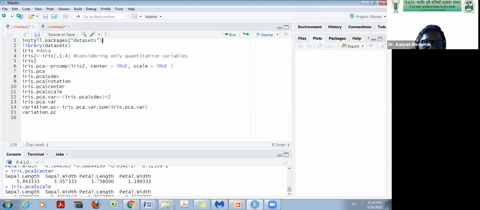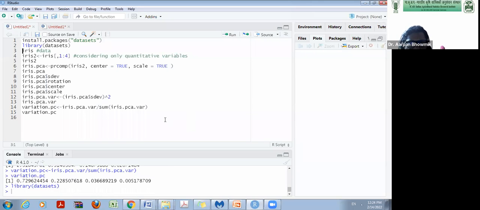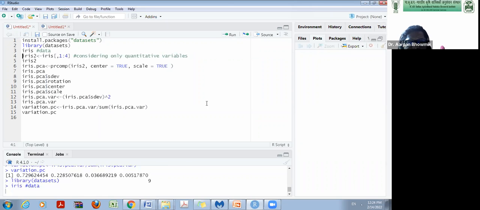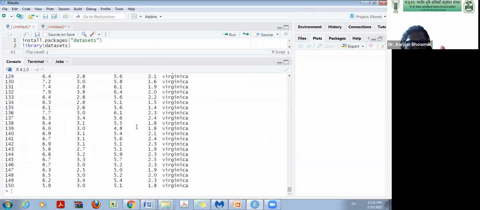My system already has it installed, so I will not run it again because it may take time. The library function is used to call any package available in R, and once you write library and execute it, that package is available for use. So library(datasets), you see, it is now executed. Now let me check the data; iris is the name of the data. You see, this is the data.